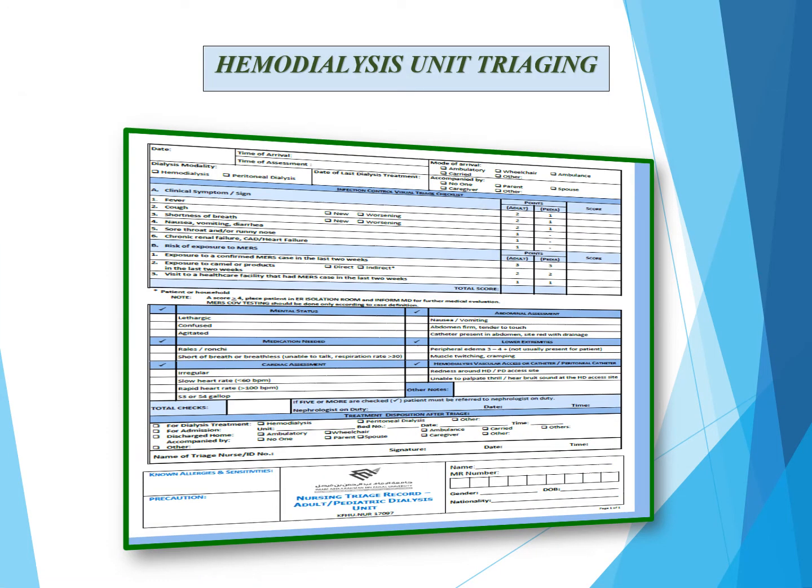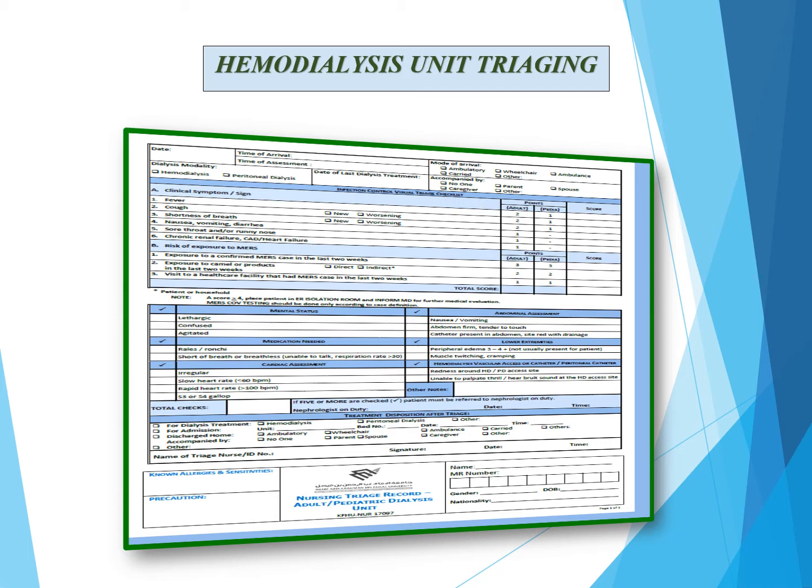Hemodialysis and peritoneal dialysis unit. All hemodialysis patients will be triaged using the appropriate tool, KFHU NUR 17097 nursing triage record adult and pediatric dialysis. The hemodialysis triage nurse shall perform the following: take a brief history and initial temperature. Screen the patient for clinical signs and symptoms such as fever, cough, shortness of breath, sore throat, CRF, CAD, heart failure, and risk for COVID-19, MERS-CoV.